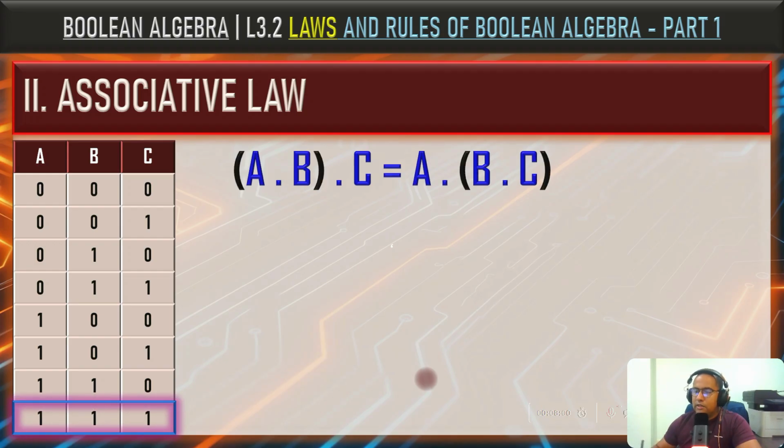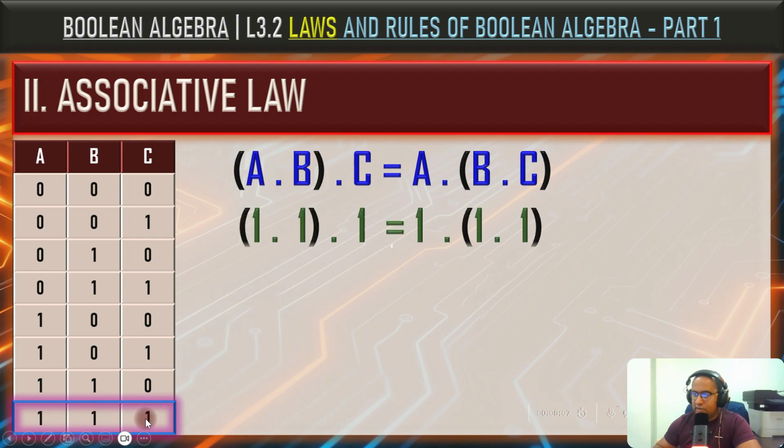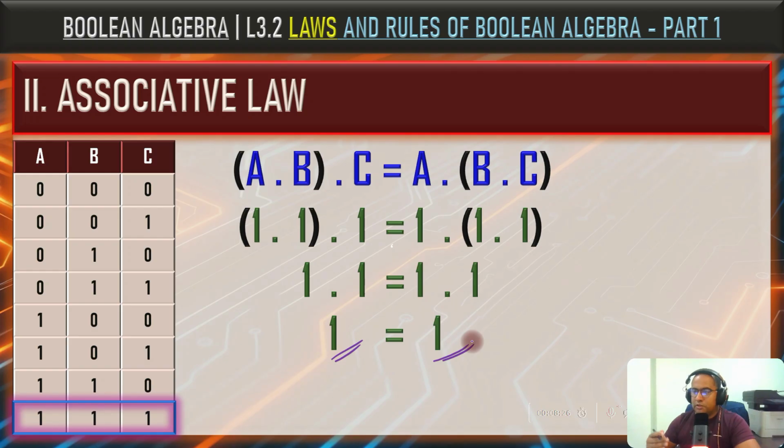For example, 1 to the variable A, 1 to the variable B, and 1 to the variable C, like this. Performing the operation, 1 times 1 is 1, and 1 times 1 is 1, like this. Let's continue. 1 times 1 is 1, and 1 times 1 is 1. So, again, we reach the same result. So, the associative law for Boolean multiplication is valid.